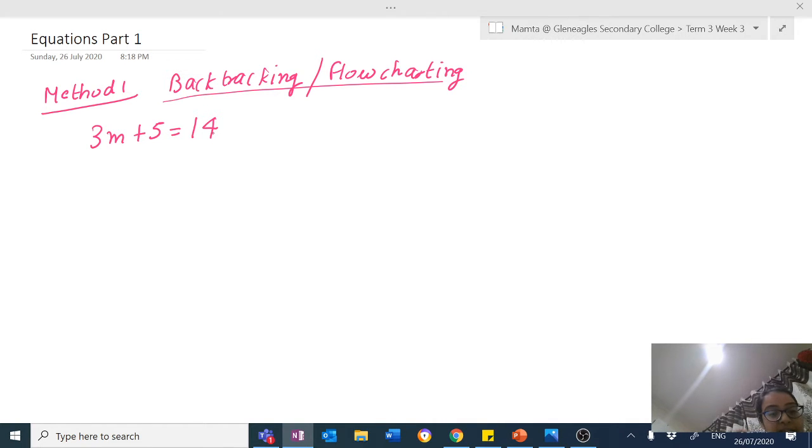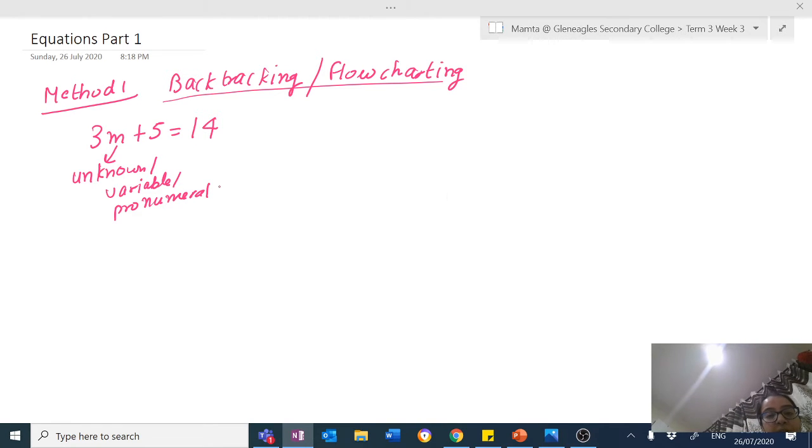Now, before I start solving this equation using backtracking, let me insist on a few things here. First of all, m is my unknown in this case. Some people call it a variable, some people call it a pronumeral. That's what we've already learned in school last term, or maybe in year 7 as well. You know this stuff already.